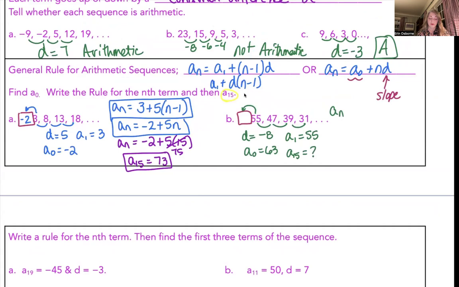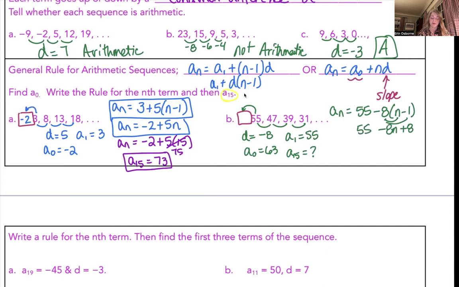The first rule would look like the first number, A sub 1, the value of it being 55. I don't want to go plus d this time. I want to go minus because it's losing 8. So I can go -8 times n minus 1. And just to prove that you get the same thing, if you distribute, you get -8n plus 8.